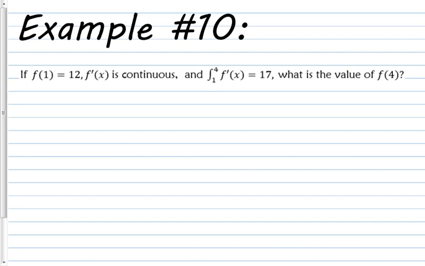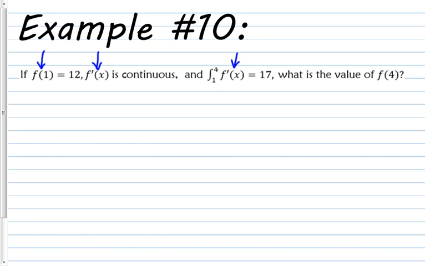Okay, last one. F of 1 equals 12. F prime of x is continuous, and the integral from 1 to 4 of f prime of x is 17. What is the value of f of 4? Okay, so notice how they're talking about the derivative, they're talking about the original function, then they're talking about integrating the derivative, which should get you, what should it get you? If I integrate the derivative, it should get me the original function.